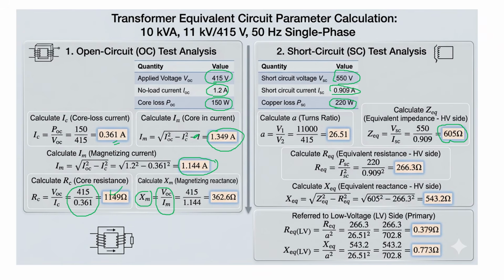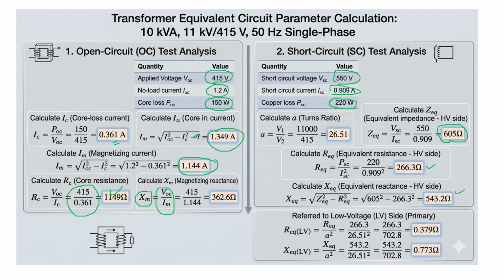So we can calculate the R equivalent. R equivalent is obtained by dividing the power P short circuit by I short circuit squared. So this is the magnitude of the winding resistance. This is the total impedance. We can obtain the reactance of the winding by using this relation. This is the reactance of the winding.